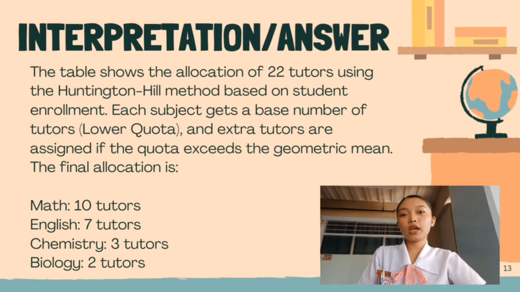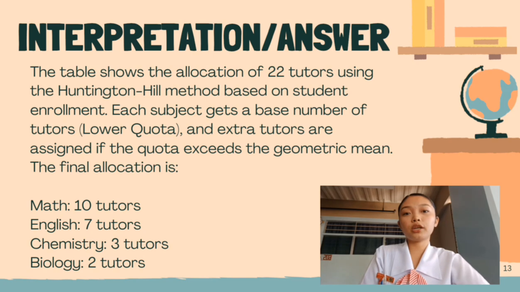So hello everyone, today we're tackling an important topic on how to fairly distribute resources using the Huntington-Hill method. Imagine you're managing a tutoring program at a college where there are only 22 tutors available, but students are enrolled in 4 different subjects like math, English, chemistry, and biology. So how do we ensure each subject gets a fair number of tutors? Let's find out. Each subject has a different number of students, so we need a fair way to distribute tutors.